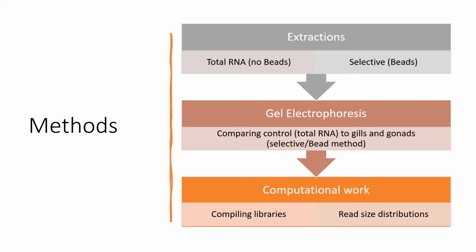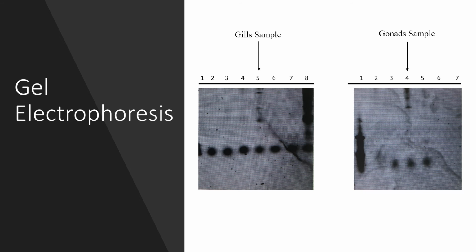The results of these extractions were then put through a gel electrophoresis using a polyacrylamide gel, where we compared the control total RNA extractions to the extractions done with the beads and the gills and the gonads. The best of these results were then sequenced, and SAMtools and BEDtools were used to organize these reads by lengths and then converted into readable files that we then were able to graph. Gel electrophoresis showed that gill samples and gonad samples tended to have the best results, and so those were the ones that ended up being used for sequencing.